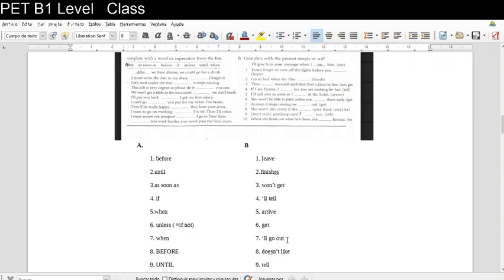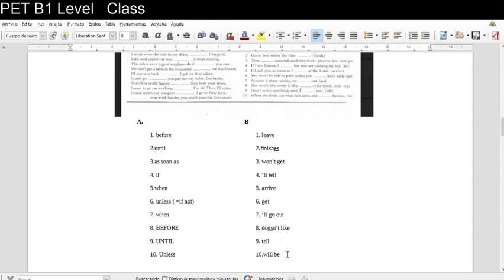Number seven, as soon as it stops raining, we'll go out. Number eight, she won't like curry if she doesn't like spicy food. Remember, third person singular, doesn't like. And number nine, don't write anything until I tell you. And the last one, when she finds out what he's done, she will be furious. Future with will. And this is the correction of the first part, the second part.